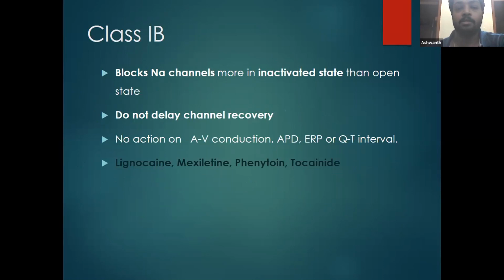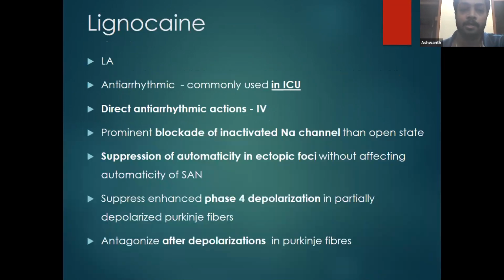Class 1B drugs block sodium channels more in the inactive state than the open state, and do not delay channel recovery. They have no action on AV conduction, action potential duration, effective refractory period, or QT interval. These include drugs like lignocaine, mexiletine, phenytoin, and tocainide. Lignocaine is a local anesthetic and an antiarrhythmic commonly used in ICUs.